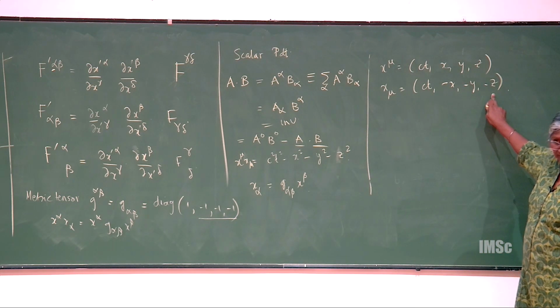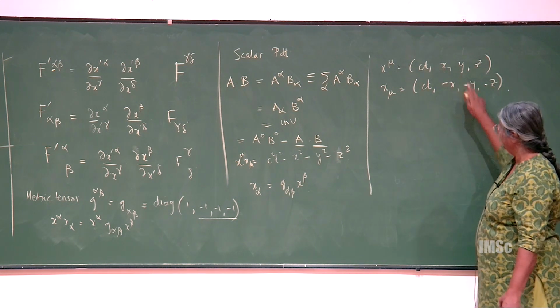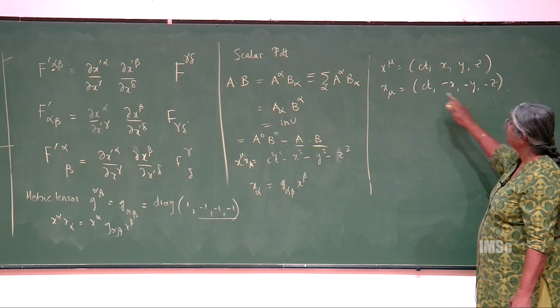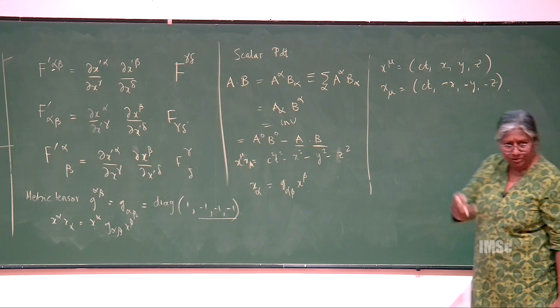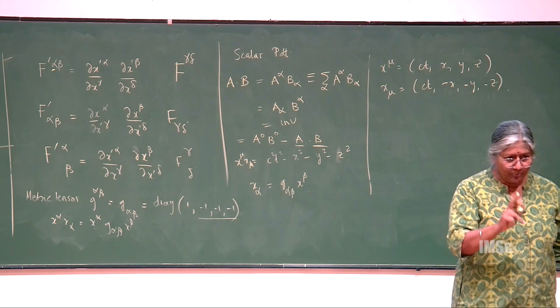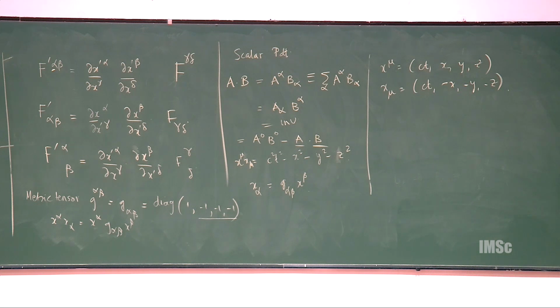So what is so convenient about writing this? When I want to square a quantity, I just multiply its upper and lower components. So immediately I'll get c squared t squared minus x squared minus y squared minus z squared. And so also for every other vector. The time component will not change, the space components change sign. Okay?